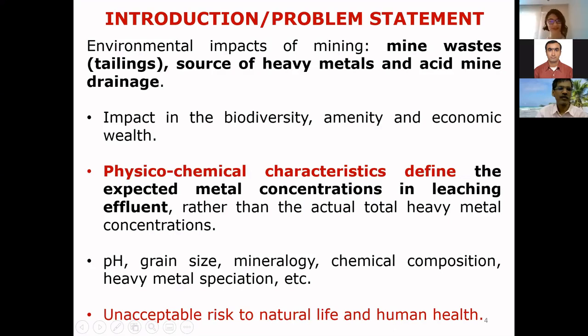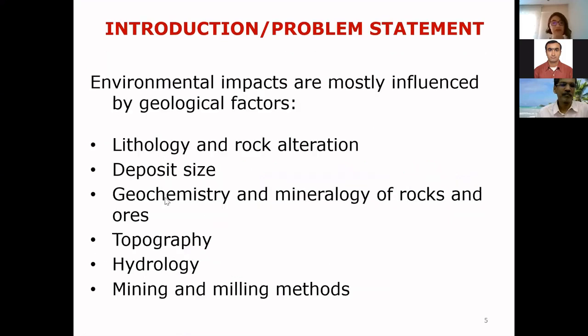Sorry for the interruption. So they affect the biodiversity, amenity, and economic wealth. To determine the physical-chemical characteristics, the expected metal concentrations in leaching effluent are important rather than the actual total metal concentrations. Also, defining the pH, grain size, mineralogy, chemical composition, and heavy metal speciation is important. Otherwise, we may encounter unacceptable risk to natural life and human health.